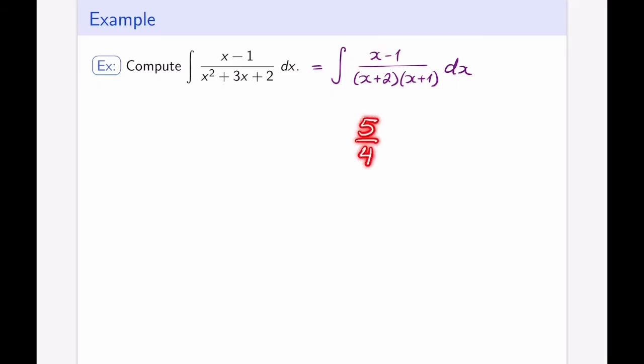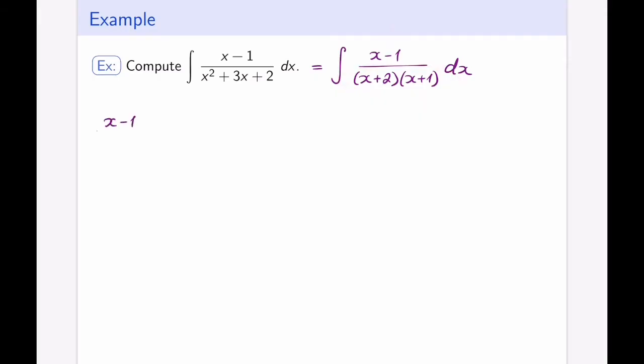Before I can really do anything with it, I have to take down the 5 and turn this into 1 plus 1/4, and then think of whatever fraction remains that is an actual fraction, a proper fraction. Now here, the total degree of the top is smaller than the degree of the bottom, so I know that I can proceed with partial fractions decomposition.